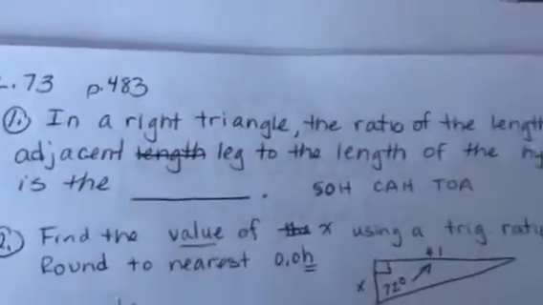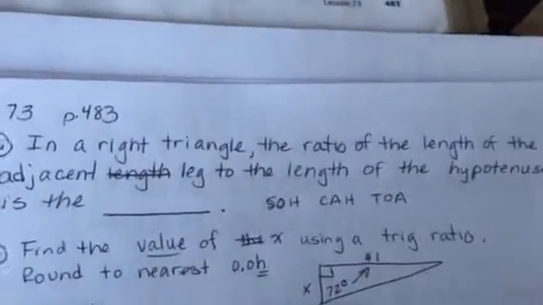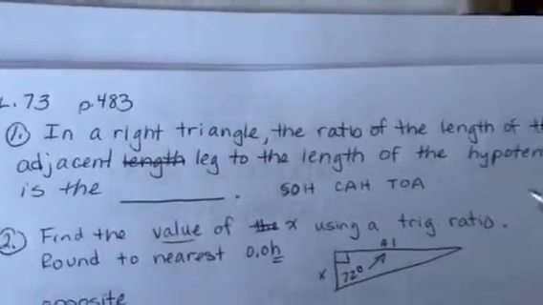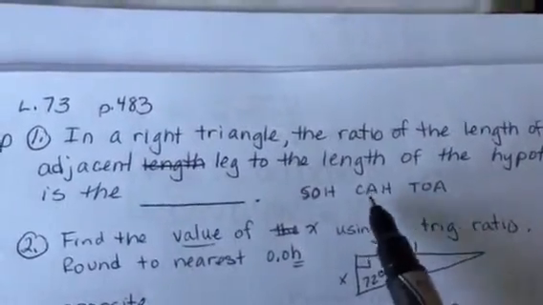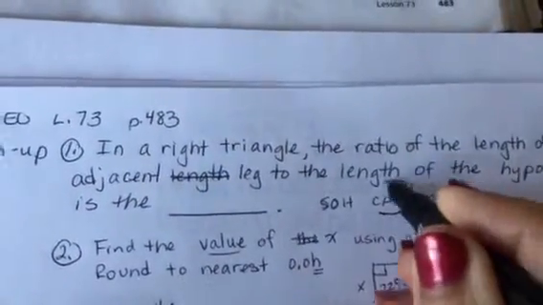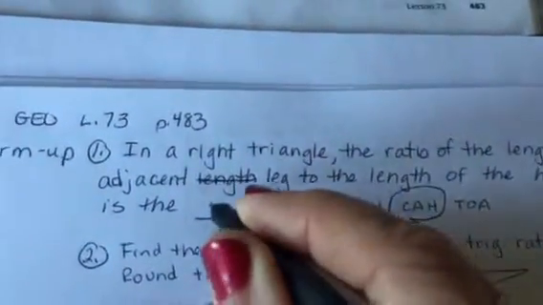In a right triangle, the ratio of the length of the adjacent leg to the length of the hypotenuse is, well, let's look, adjacent and hypotenuse. So we're going to choose cosine.